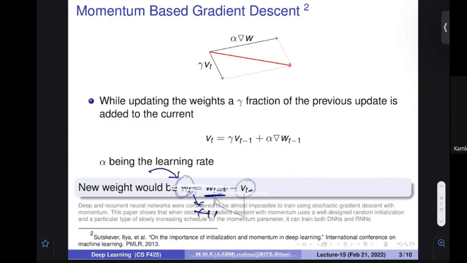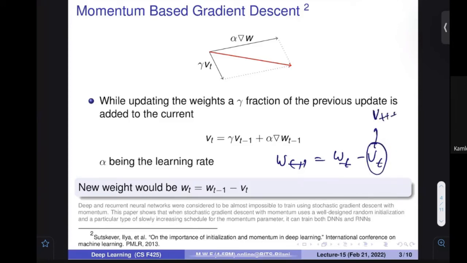So sometimes you may like to write that if you want to find out what the weight is at time t plus 1, you use the weight at time t and then v t. You can write it like this. It is just a matter of convention. Try to understand what I have done earlier: at this time, this is going to become v t minus 1 plus gamma times plus alpha times the derivative of w.